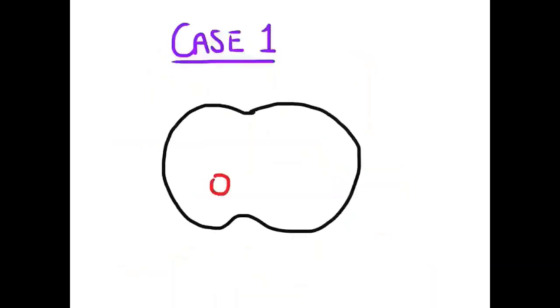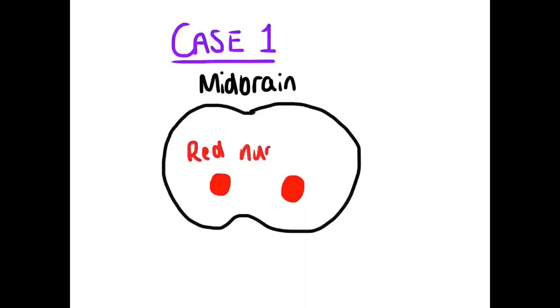So if someone developed a tumour of their red nucleus, what symptoms might they get, and why? Pause here to think of an answer. They would get some loss of fine motor function of their upper limbs due to the disruption of the rubrospinal tract.